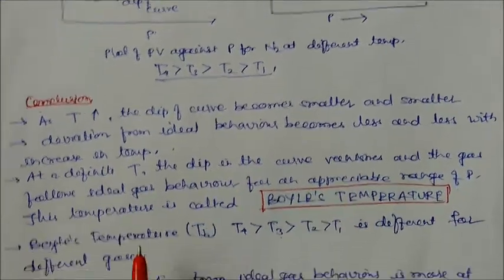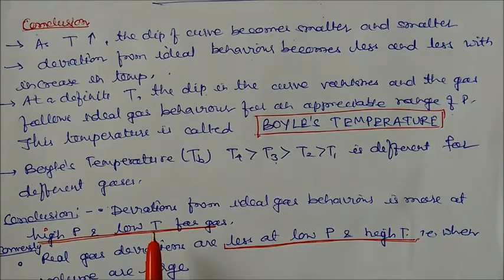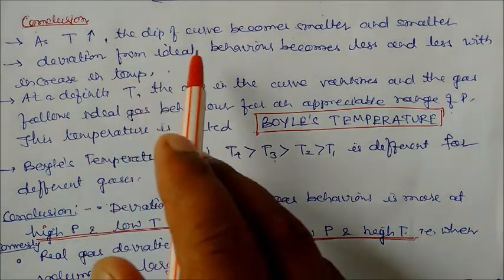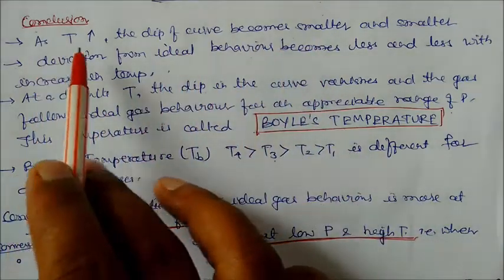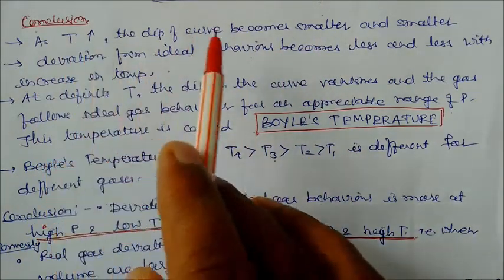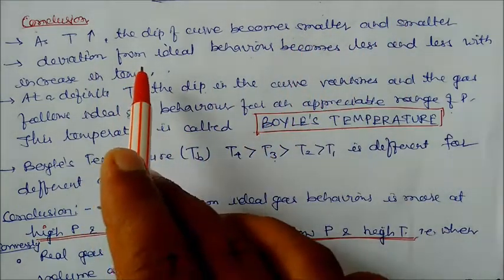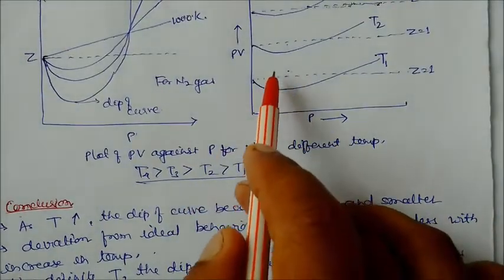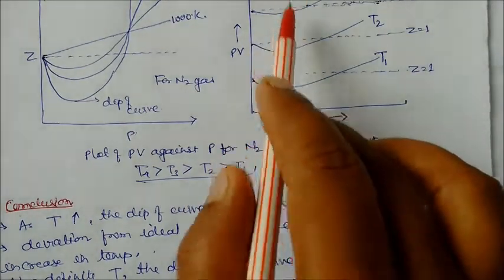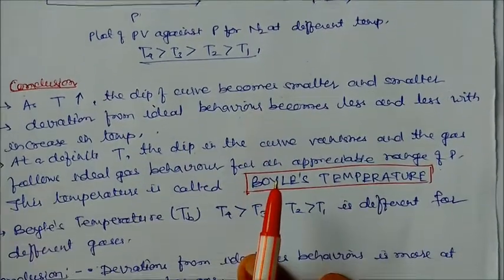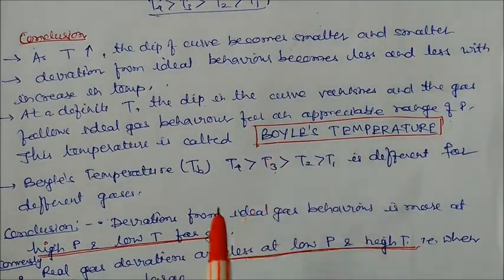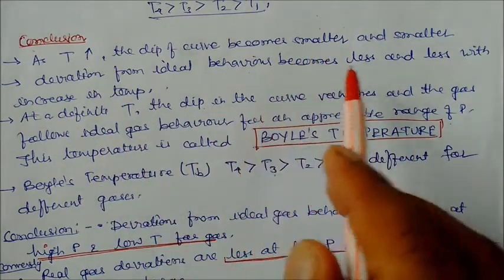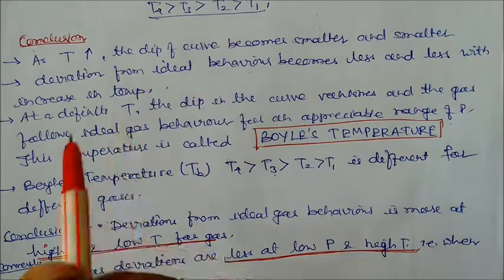Now finally we see what conclusions we have got from the deviation of real gas from ideal gas behavior. As temperature increases, the dip of the curves becomes smaller and smaller. The deviation is decreasing. Deviation from ideal gas behavior becomes less and less with increasing temperature. So it becomes less deviation; it is almost approximate to an ideal gas.